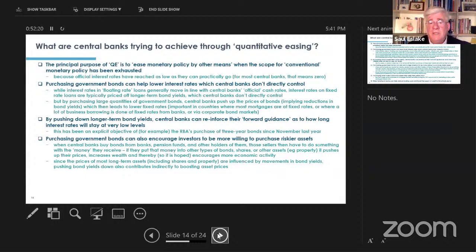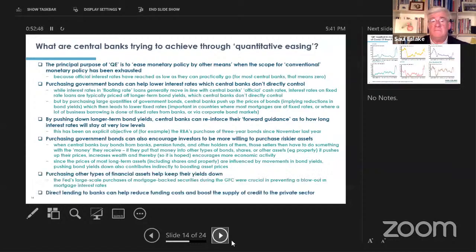Another way of thinking about the same thing is that the price of most long-term assets like shares, but also commercial and residential property, are either explicitly or implicitly priced by reference to their yield, which in turn moves not exactly in line, but tends to move in the same direction and by similar amounts as bond yields. Pushing bond yields down also contributes indirectly to boosting asset prices with the consequences that I mentioned before.